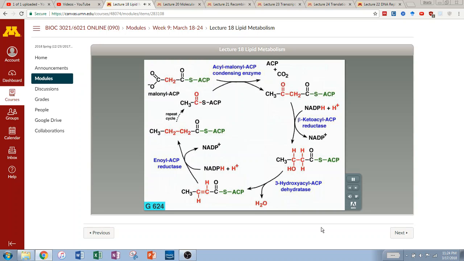The third step involves a dehydration reaction. The elements of water are removed, creating a trans-carbon-carbon double bond. The enzyme catalyzing this reaction is 3-hydroxyl-acyl carrier protein dehydratase. In the final step of the cycle, enol acyl carrier protein reductase uses NADPH to reduce the double bond to a single bond. The product is a 4-carbon butyl acyl carrier protein.